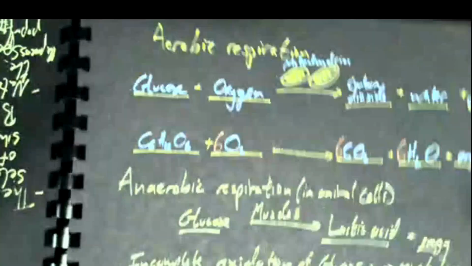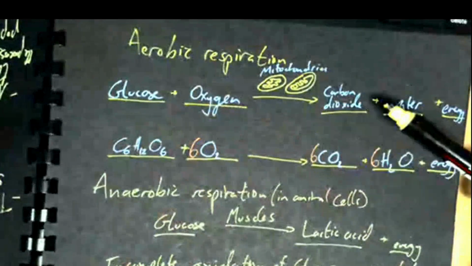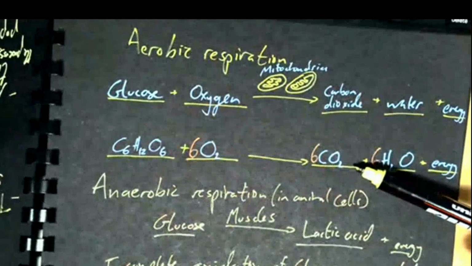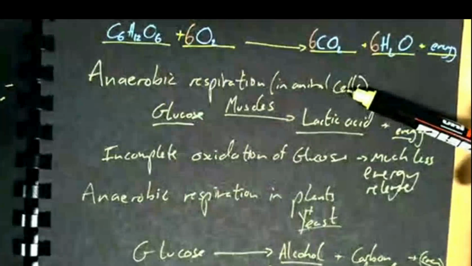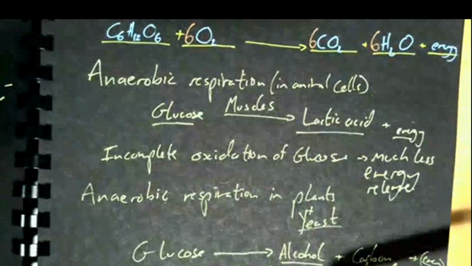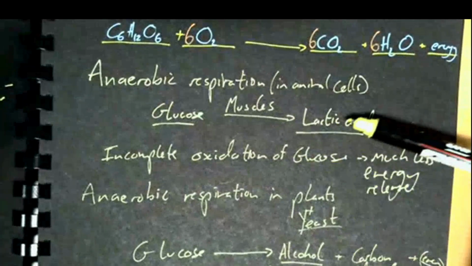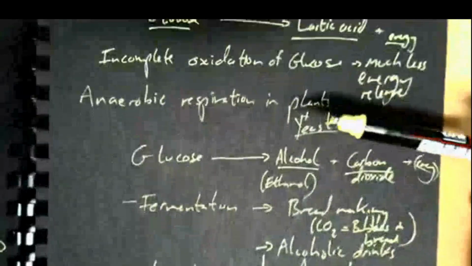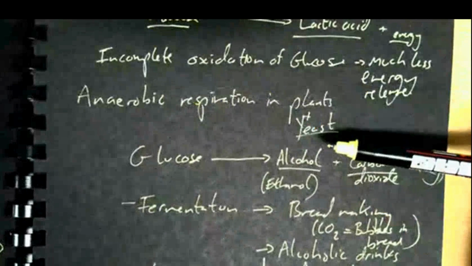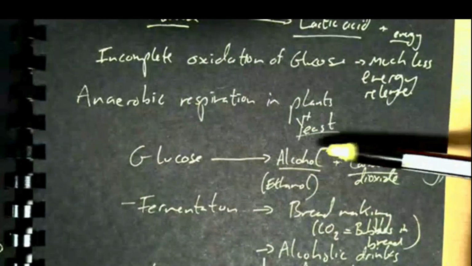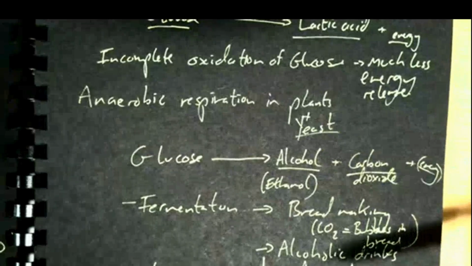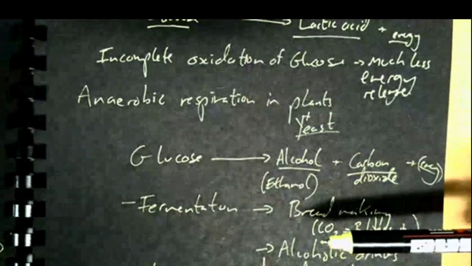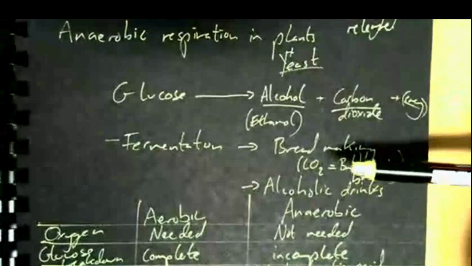Okay, so we've got a formula, word, and our balanced symbol. We've got anaerobic in animals giving us lactic acid. We're going to talk about that next, about what we're going to do about that. It's incomplete and therefore not much energy. We've got anaerobic in plants and yeast. It's going to give us some sort of alcohol and CO2. And the reason this is important to us, and we've known about these two things for a very long time.